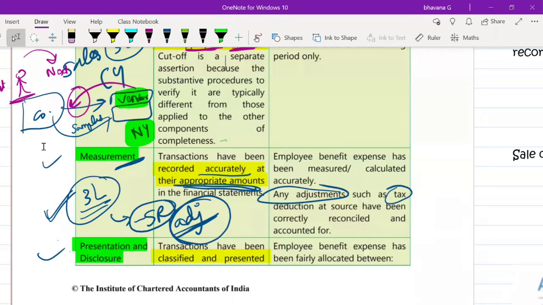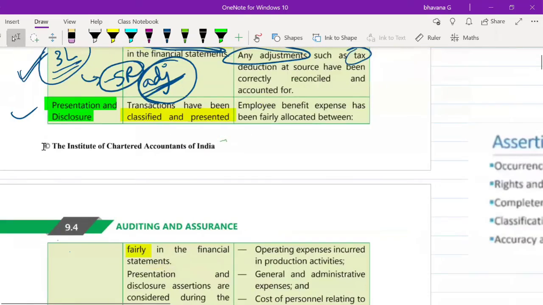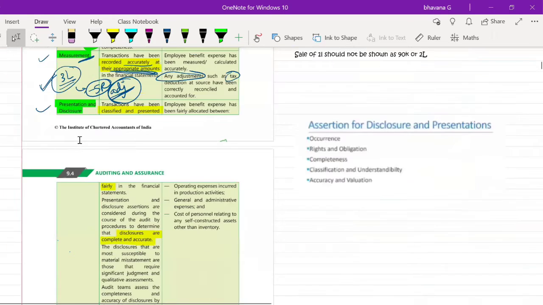So next I told you about measurements. I'm going to give you 4 to 5 more examples on these assertions so you will understand better. And finally is regarding the presentation and disclosure. If there were any disclosures that you had to make about the sales, all those disclosures you should have made. This is what they're trying to say here.